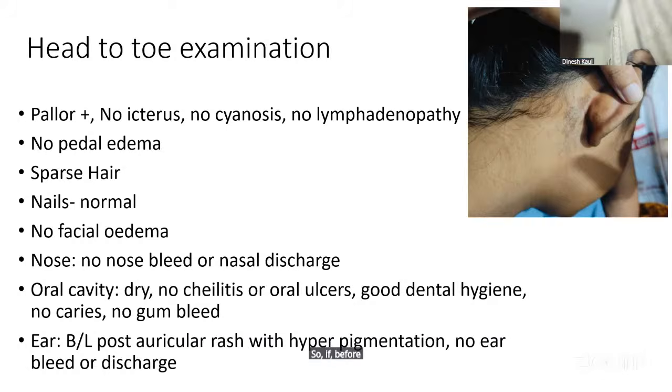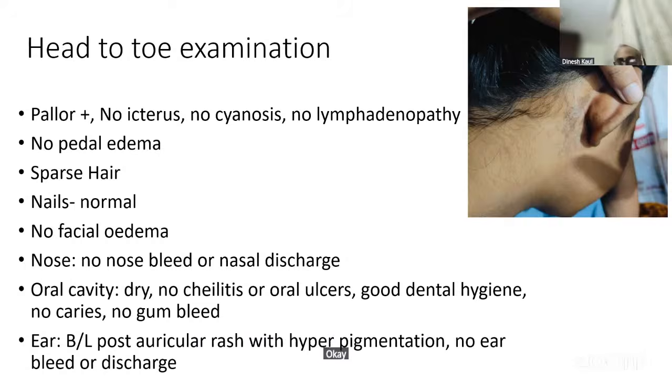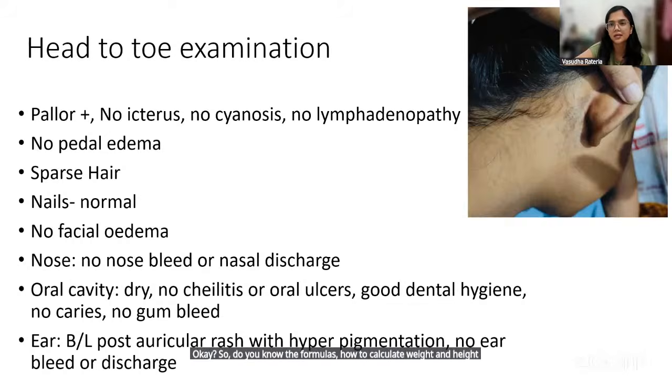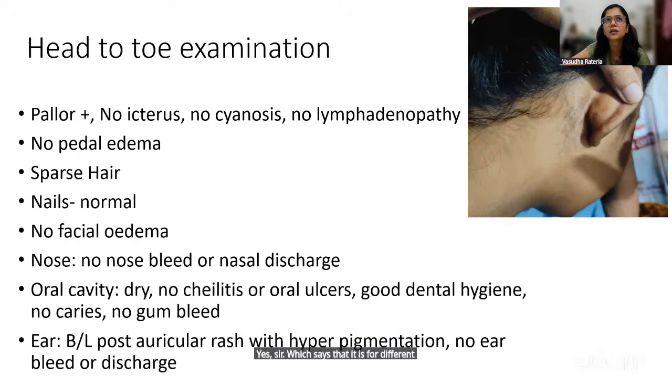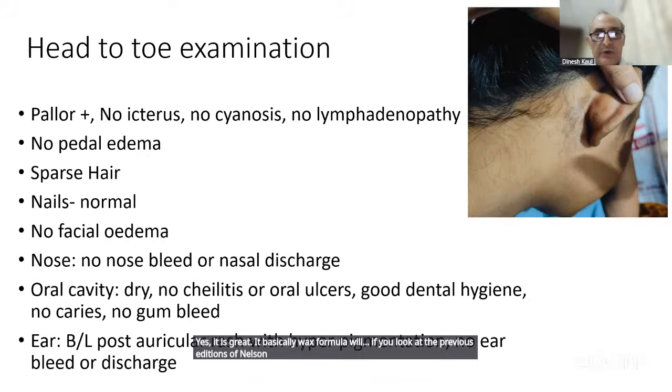Before we go to the next slide, if I don't have access to the growth charts, do you know the formulas to calculate weight and height? Yes, sir, there is the Weech formula, which is different for 0 to 7 years, 7 to 12 years, and more than 12 years. Great. If you look at the previous editions of Nelson, 2 or 3 editions back, you will have the Weech formula.